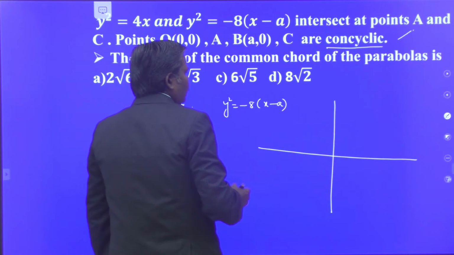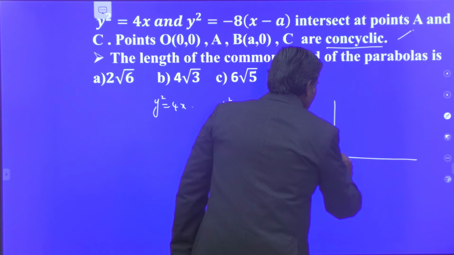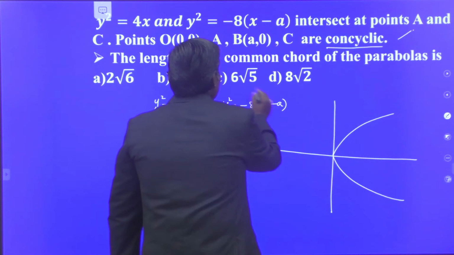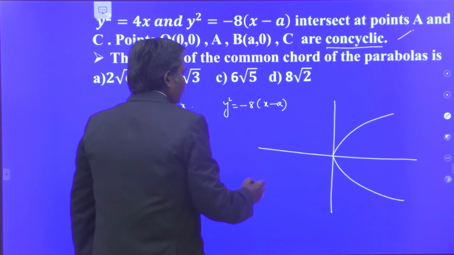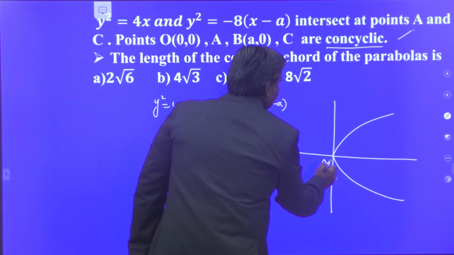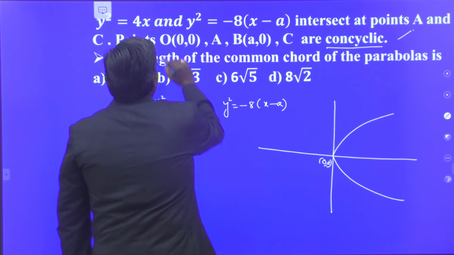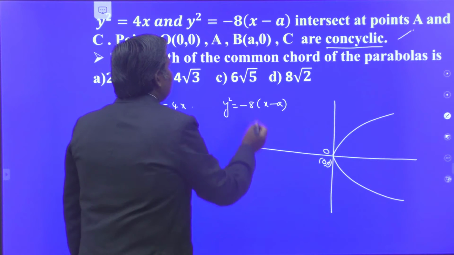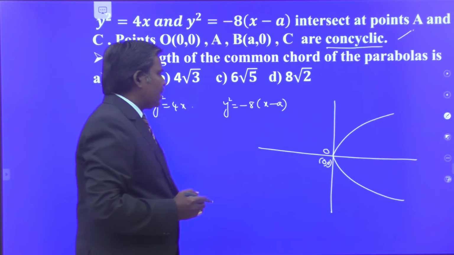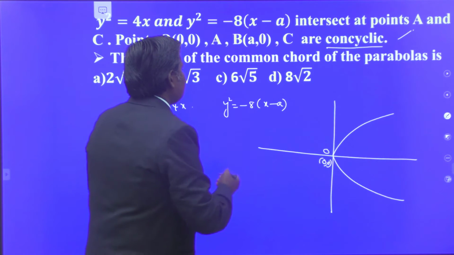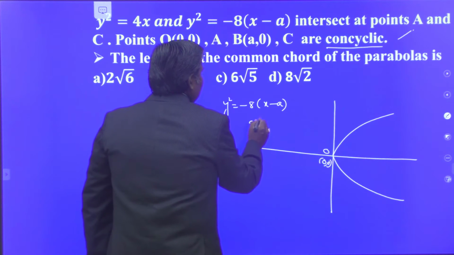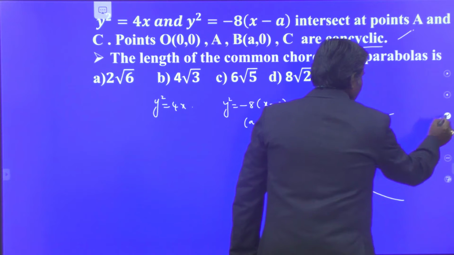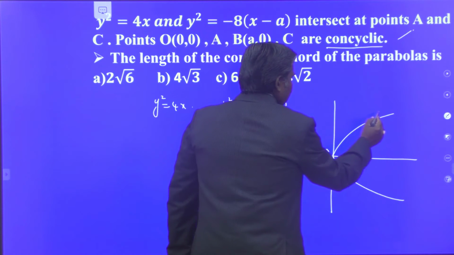Now, my dears, let us draw the diagram. y square equal to 4x is the standard form of the parabola. That may be like this. And what is the vertex here? 0, 0. The vertex of the parabola is (0, 0), denoted by O here. This is O. And the second parabola is y square is equal to minus 8 times of (x minus a). Its vertex is what? (a, 0), with the length of latus rectum 8 units. So this is the parabola.